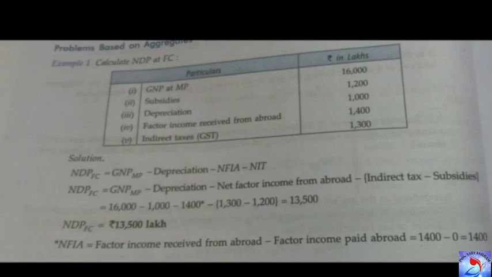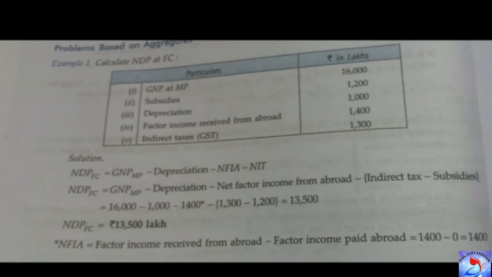The formula is GNP at market price minus depreciation minus NFIA, that is net factor income received from abroad, minus NIT. GNP at market price is given as 16,000, depreciation is 1,000, net factor income from abroad is 1,400, and indirect tax is 1,300 minus 1,200, that is the subsidies. Applying all these data in this formula, we get 13,500.